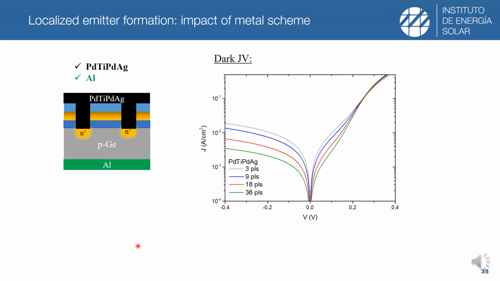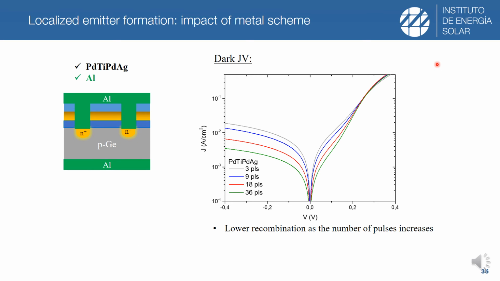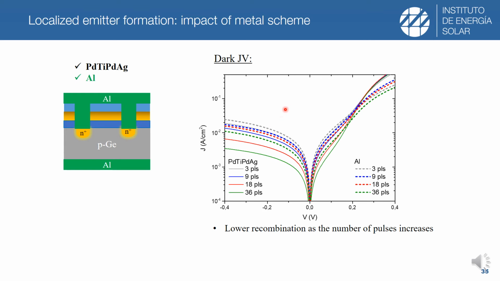Here in this graph you can see the dark IV characteristic of diodes fabricated with different number of pulses, and as you can see, as the number of pulses increases, the leakage current is reduced, and also the recombination and shunting in forward bias with low contribution to series resistance losses. If we analyze now the impact of the number of pulses for aluminum metallized diodes, you can see the same trend for the number of pulses. However, the leakage current and the shunting is generally high for the aluminum metallized diode, and especially the series resistance losses.